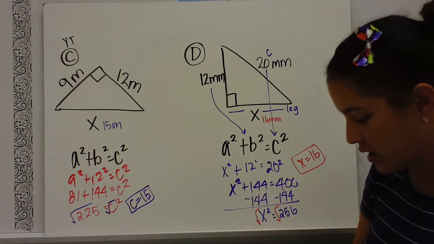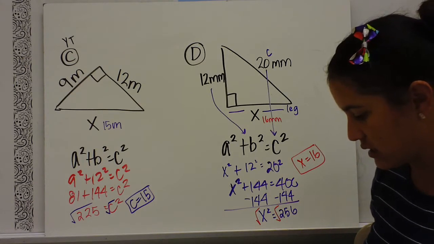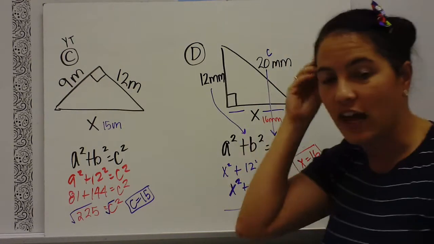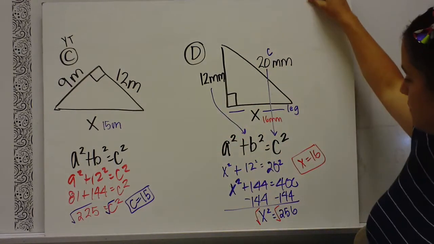I think. Let me check. Square root of 256. Yep, 16. So that one is a little bit different when you're finding a leg. I'm going to show you another example.